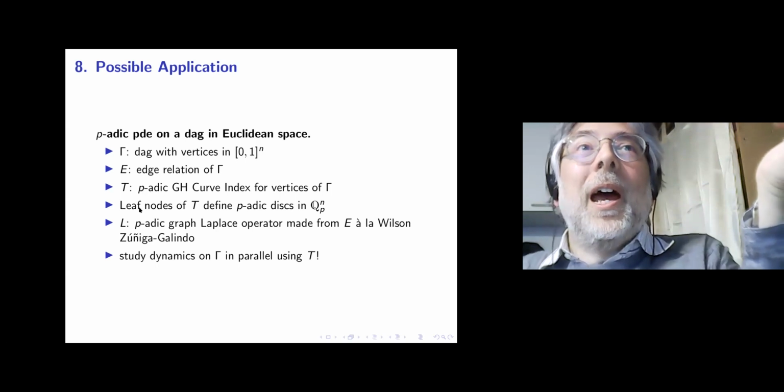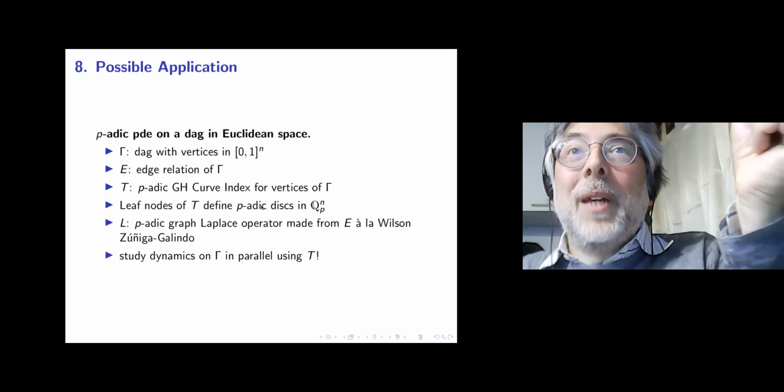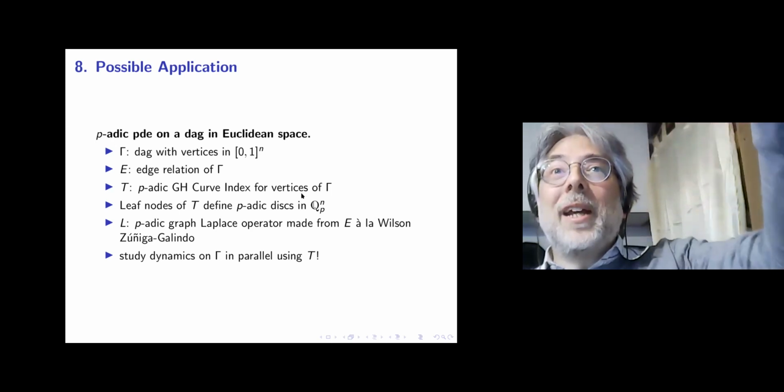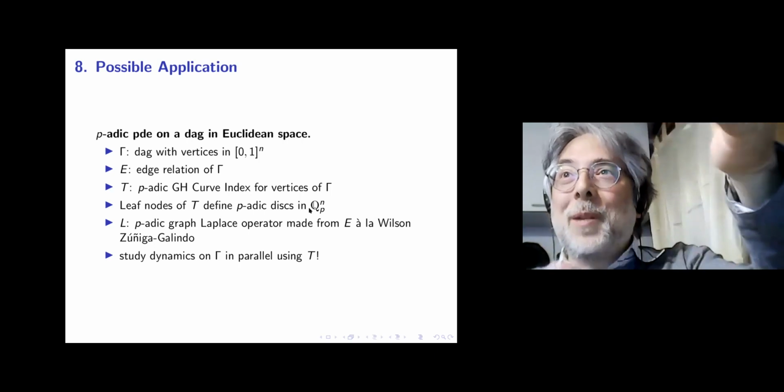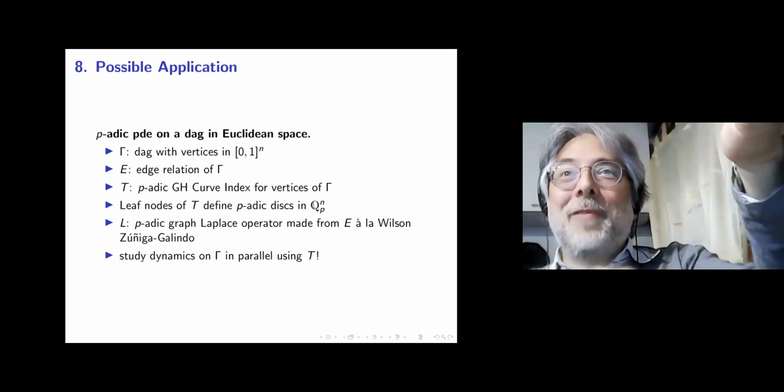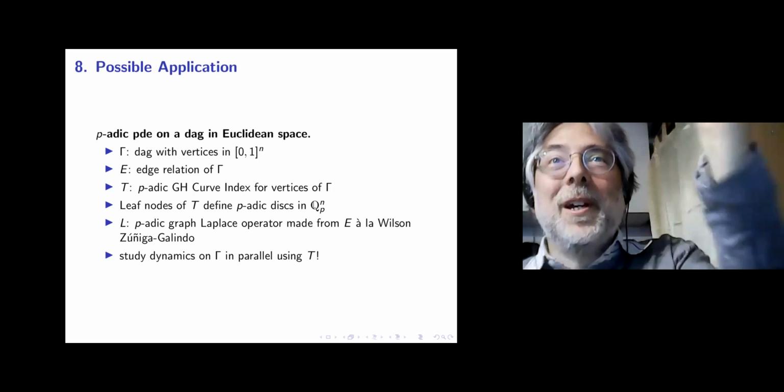So you see your vertices of the graph as a point cloud with an index of p-Adic structure on it. And then you have the tree, and the leaf nodes of the tree define p-Adic disks. So these are just finite expansions of a p-Adic number which could continue in very many ways. So you have a disk.